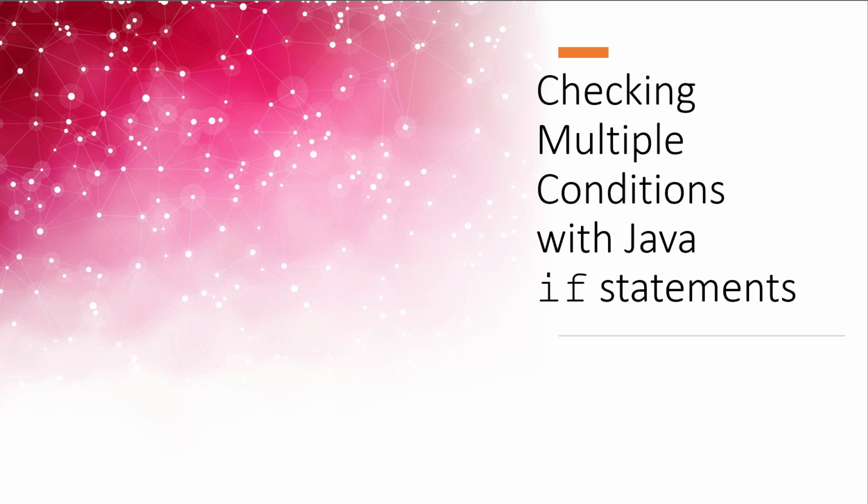Java's if-else structure lets us check for a condition, and if the condition is met, we do one thing, and if it's not, we do something else. But there are situations where there's more than one possibility for the condition. In this video, we'll walk through how we can use if statements to check for multiple different conditions.